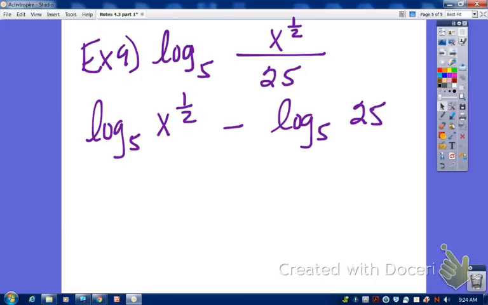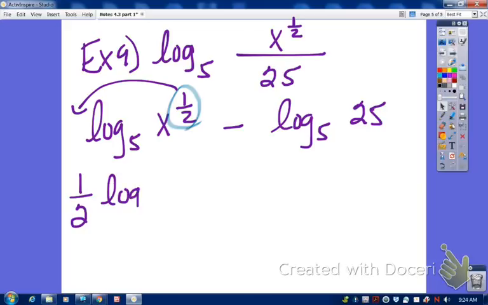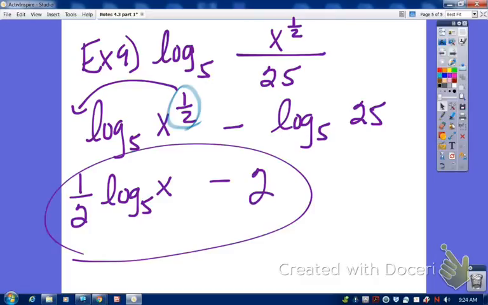All right, log base 5 of x to the 1/2. We can use our power rule here and take the 1/2 and bring it out to the front and get 1/2 times log base 5 of x. That is as simplified as that will get. And then log base 5 of 25 will simplify without a calculator. It simplifies down to the number 2. And then that would be as expanded as you could get.